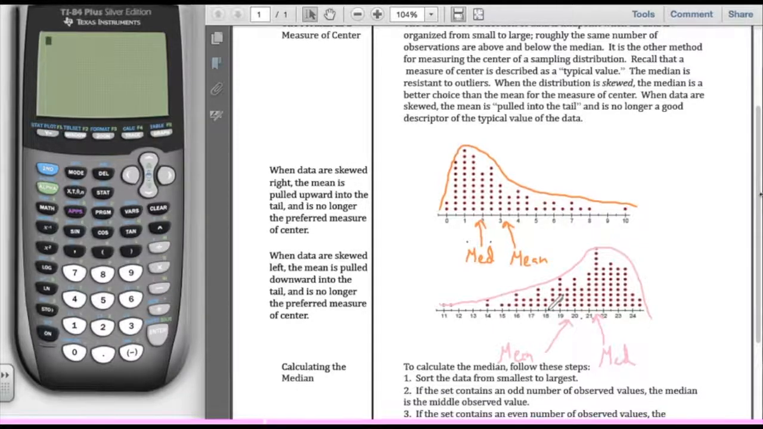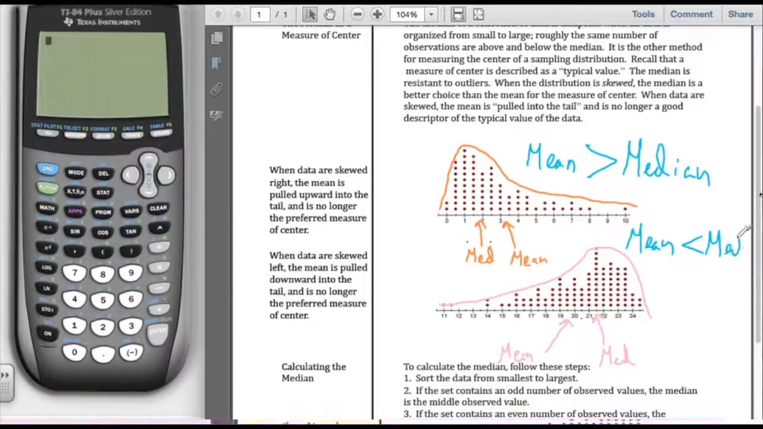Something that'll be helpful to know for our upcoming test is that when the graph is skewed to the right, we expect the mean to be greater than the median. Note the mean here is about 3, the median is about 2, therefore the mean is greater than the median. On the other hand, when the graph is skewed to the left, we expect the mean to be less than the median. The mean here is about 19, the median is about 21. 19, the mean is less than 21 as the median.